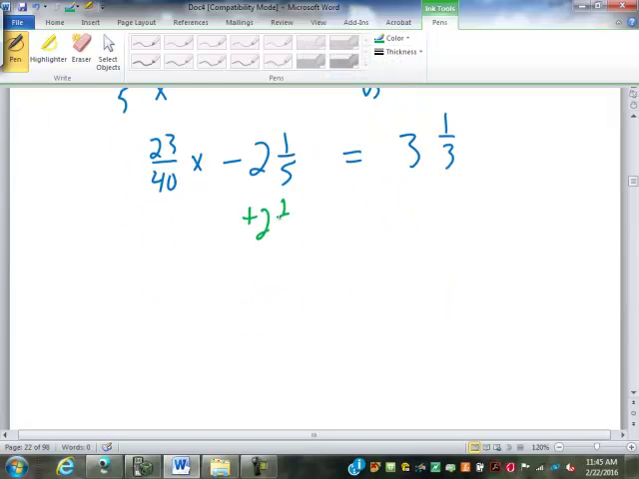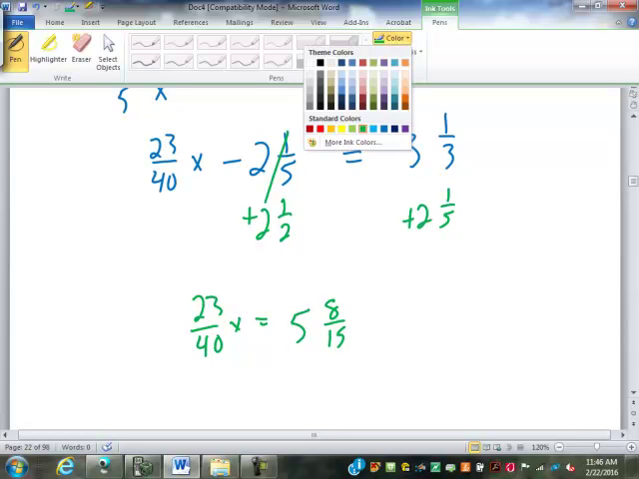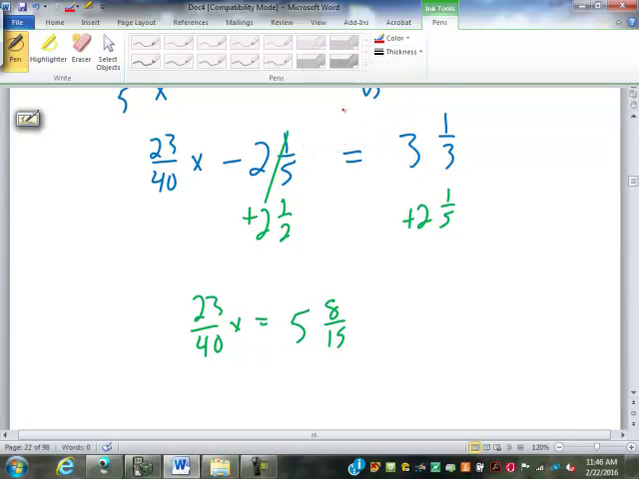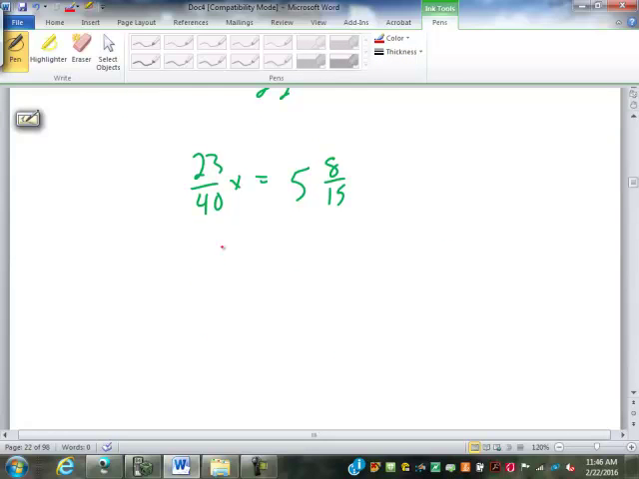We're going to add our 2 1/5. So 23/40 x equals 5 8/15. And our final step, we'll divide by the 23/40.